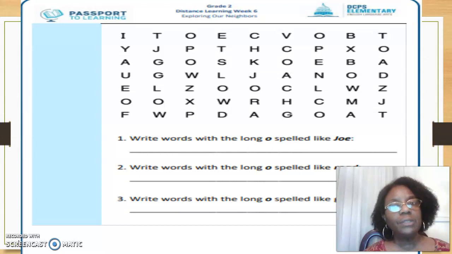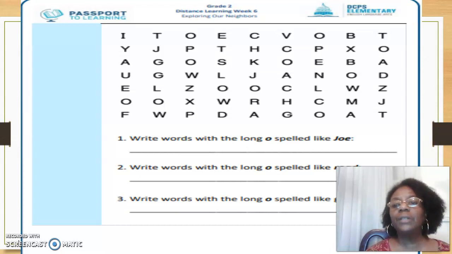You're going to find these words in the word search, and you'll see the numbers 1, 2, and 3 there. You're going to write the words that you circle that have the long O spelled like Joe. There should be 2 of them. You will find the words with the long O spelled OA, like in road. There should be 3 of those. And you'll write the words with the long O spelled like grow, OW. There should be 3 of those. We'll give you a few minutes to work on that, and we'll come back and check our answers.